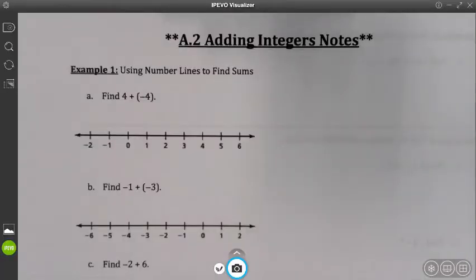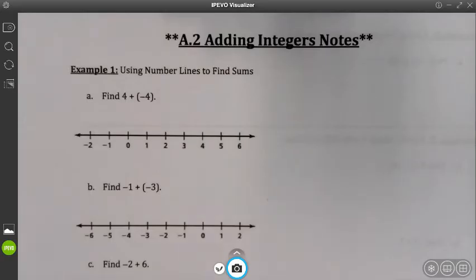Hi, today we are talking about chapter A.2 Adding Integers. Example 1, using number lines to find sums. Now I want you to think of positive numbers as going towards the right on a number line, or increasing a number, adding a number.